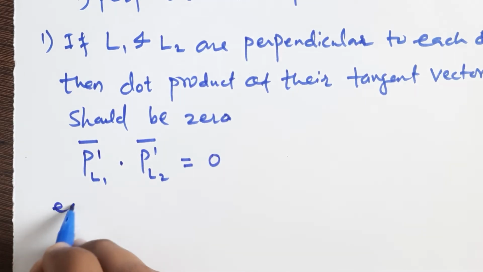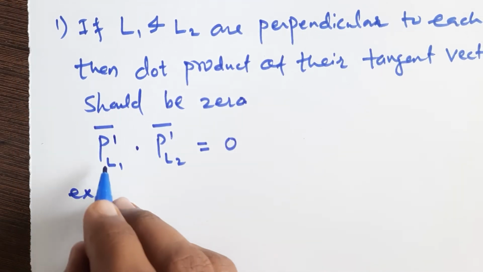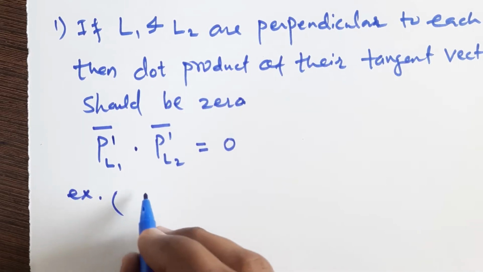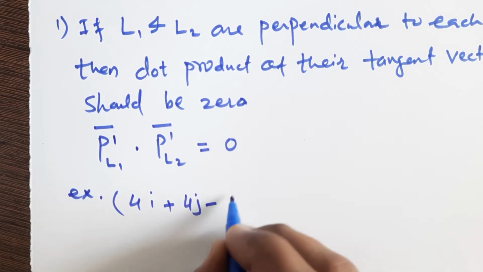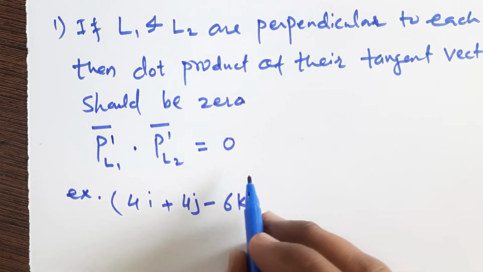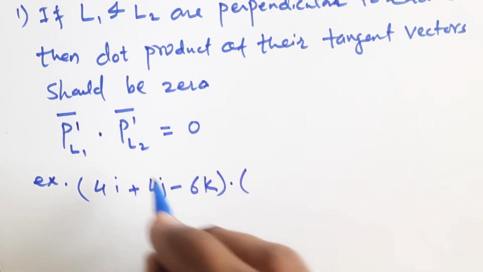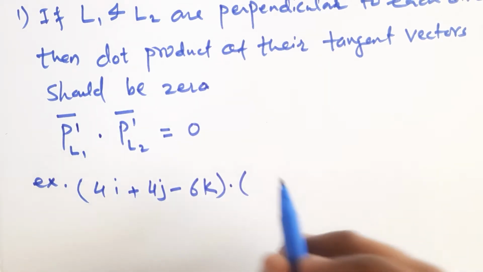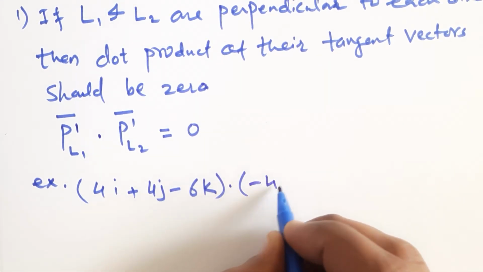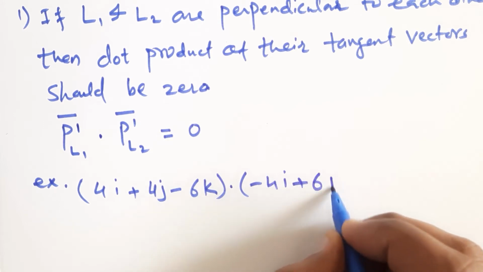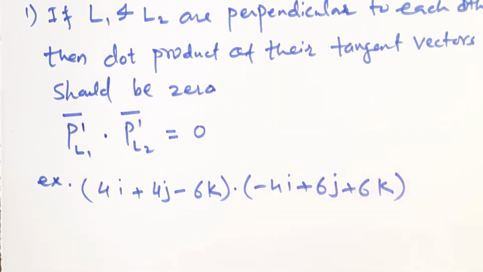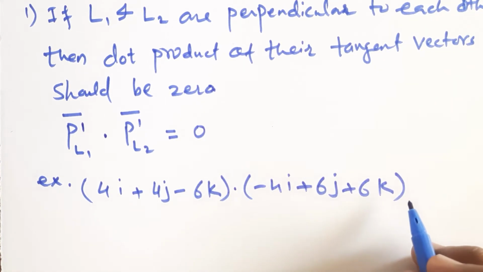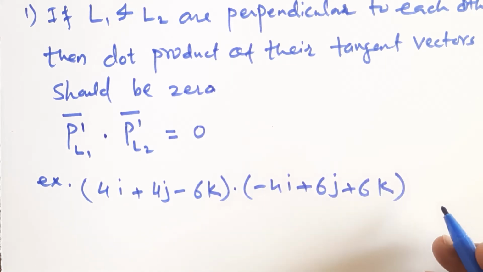Now let us see an example. Suppose PL1 dash bar is, I am directly writing the value, 4i plus 4j minus 6k. Then the dot product, and the second tangent vector, let us say PL2 dash bar, is minus 4i plus 6j plus 6k. So the dot product of these two tangent vectors should be 0, then only the lines will be perpendicular.